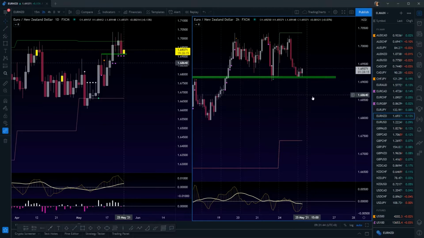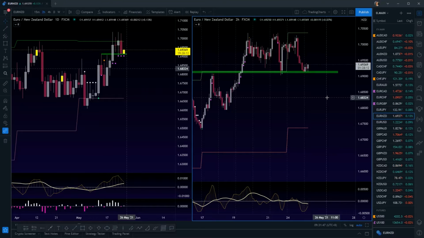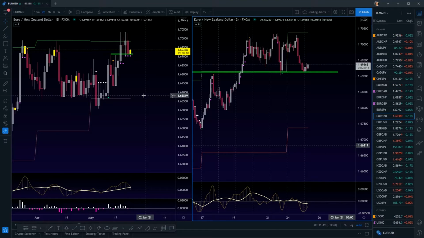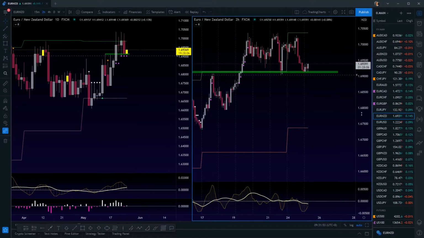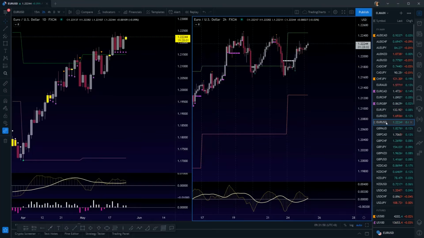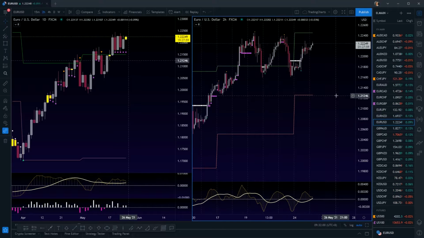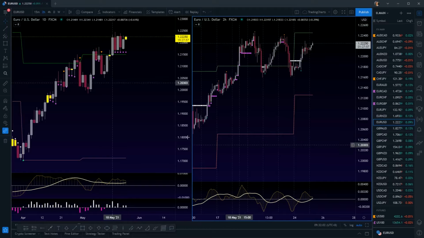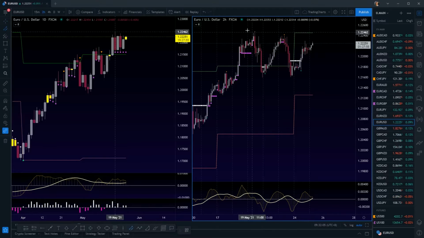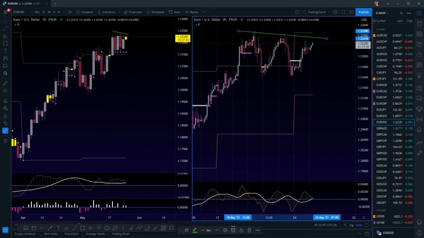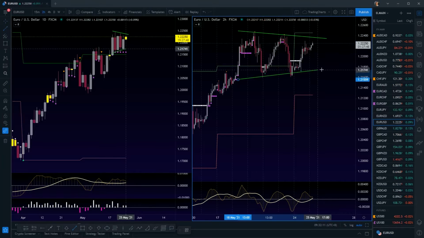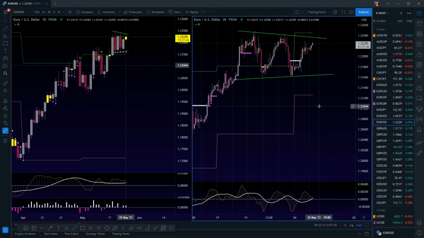Man, it's just not nice. We've got to wait for this to break. We just got to wait for this to break, even if we want to take the downside. Euro US dollar. I mean, everything is just, you know, waiting. You wait for the trade, don't do anything else in between.